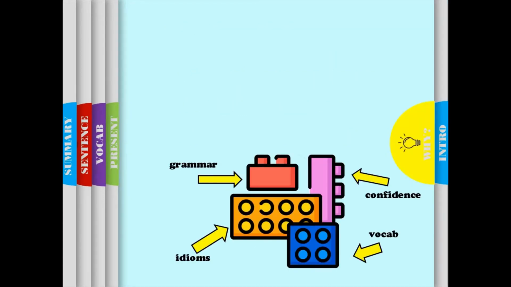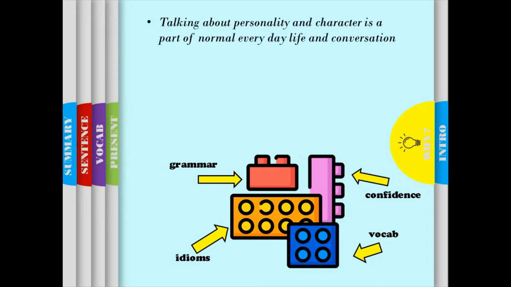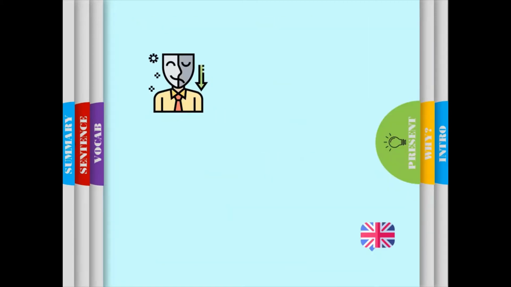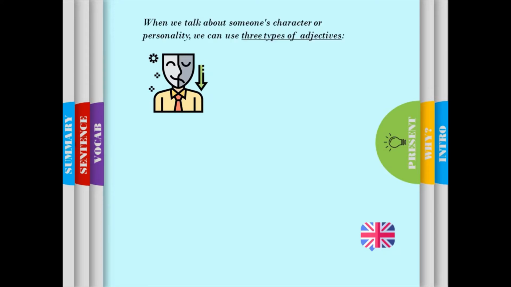So why is this an important topic? This is an important topic because talking about personality and character is a very common topic in everyday life and conversation. It's very easy to improve your speaking on this topic, and this will, of course, help your confidence. This is also great practice for the present simple tense and some other basic grammar. So let's look at the present slide.